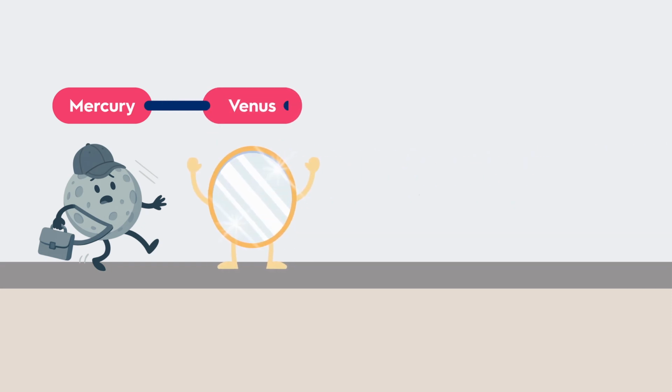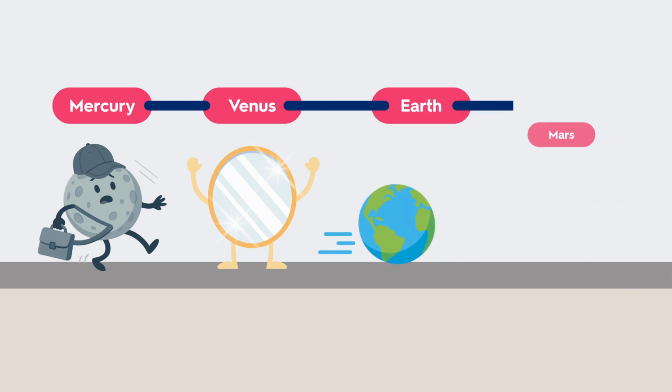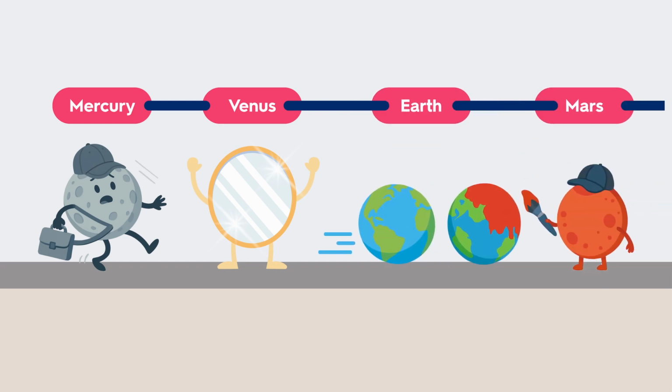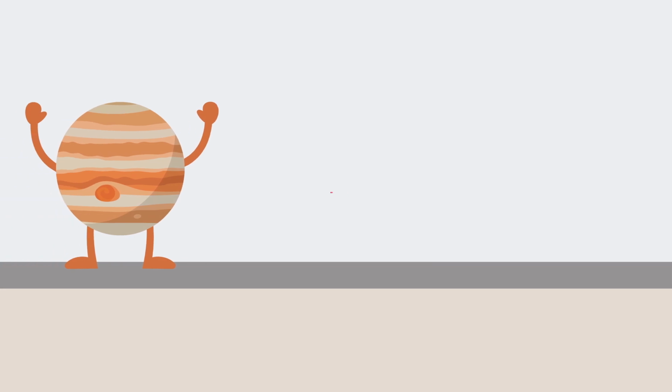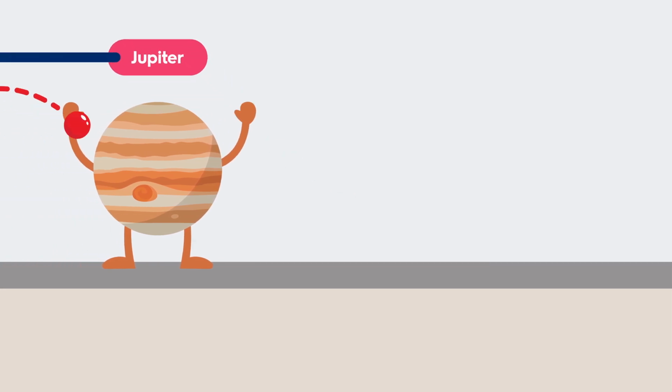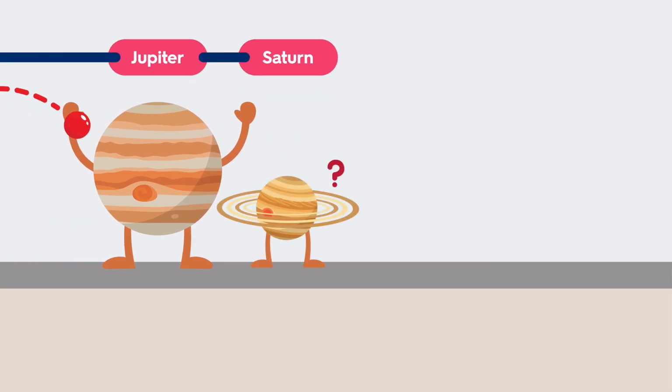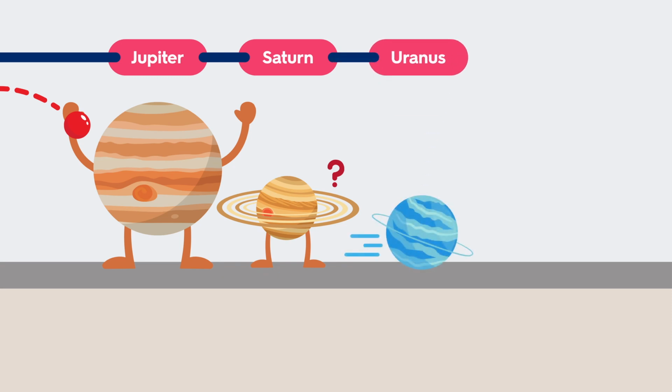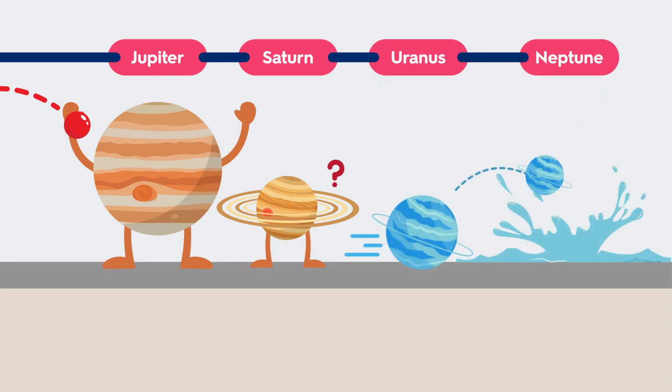The mirror reflects a blue Earth ball. Mars runs in and paints the ball red. The red ball bounces into giant Jupiter, which bumps into Saturn's rings. The rings roll sideways into Uranus, and Uranus splashes into ocean blue Neptune.